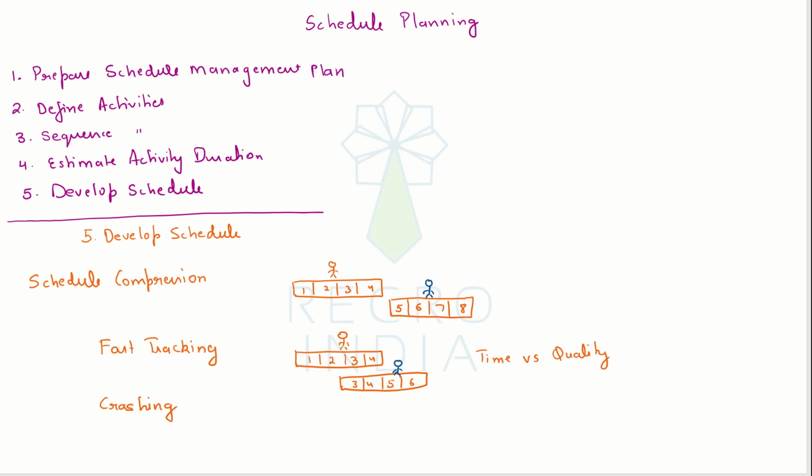If you don't want to fast track, or if you don't want to run the activities parallelly, or if it's not possible, then the other option is to crash. Now in crashing, we will keep the dependencies as they are. So now we have reduced the duration of the activities from 4 to 3.